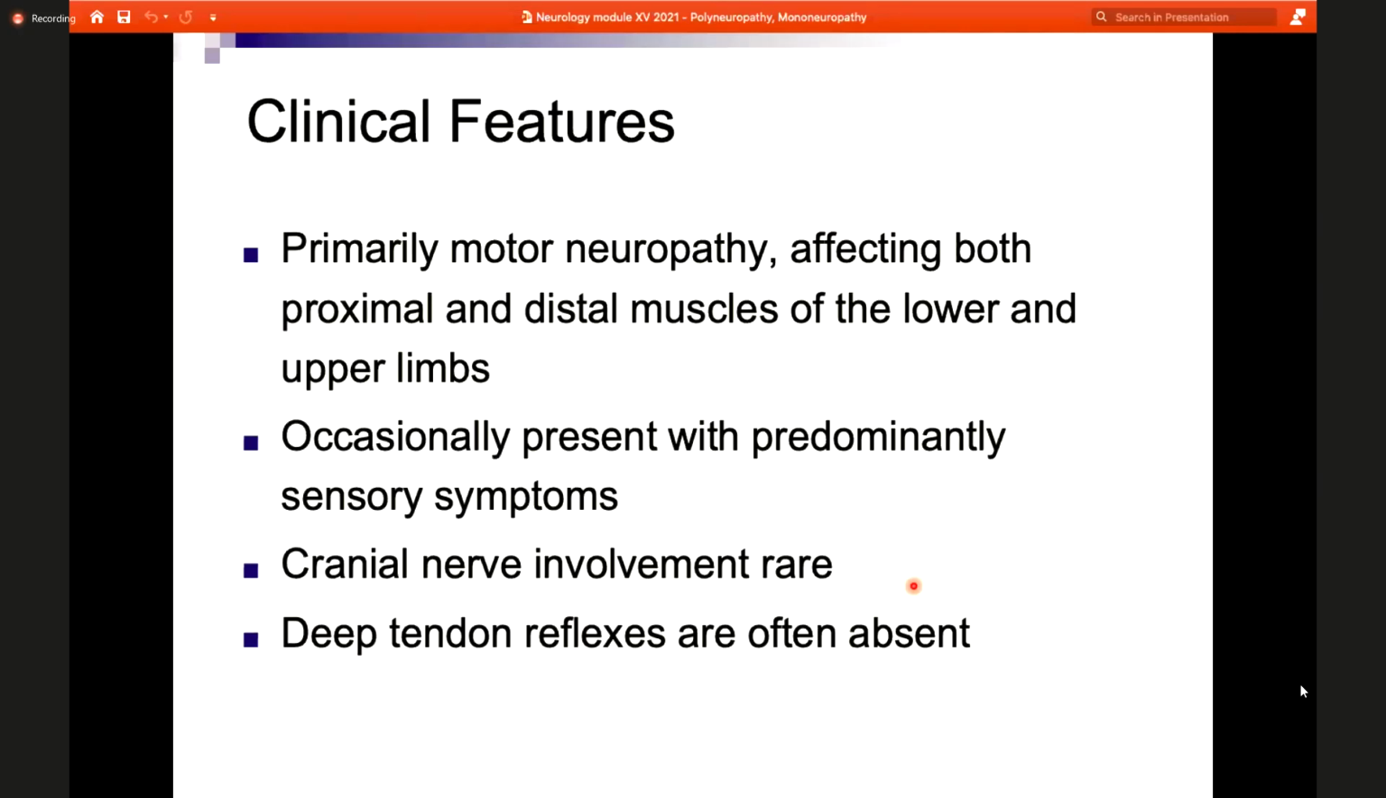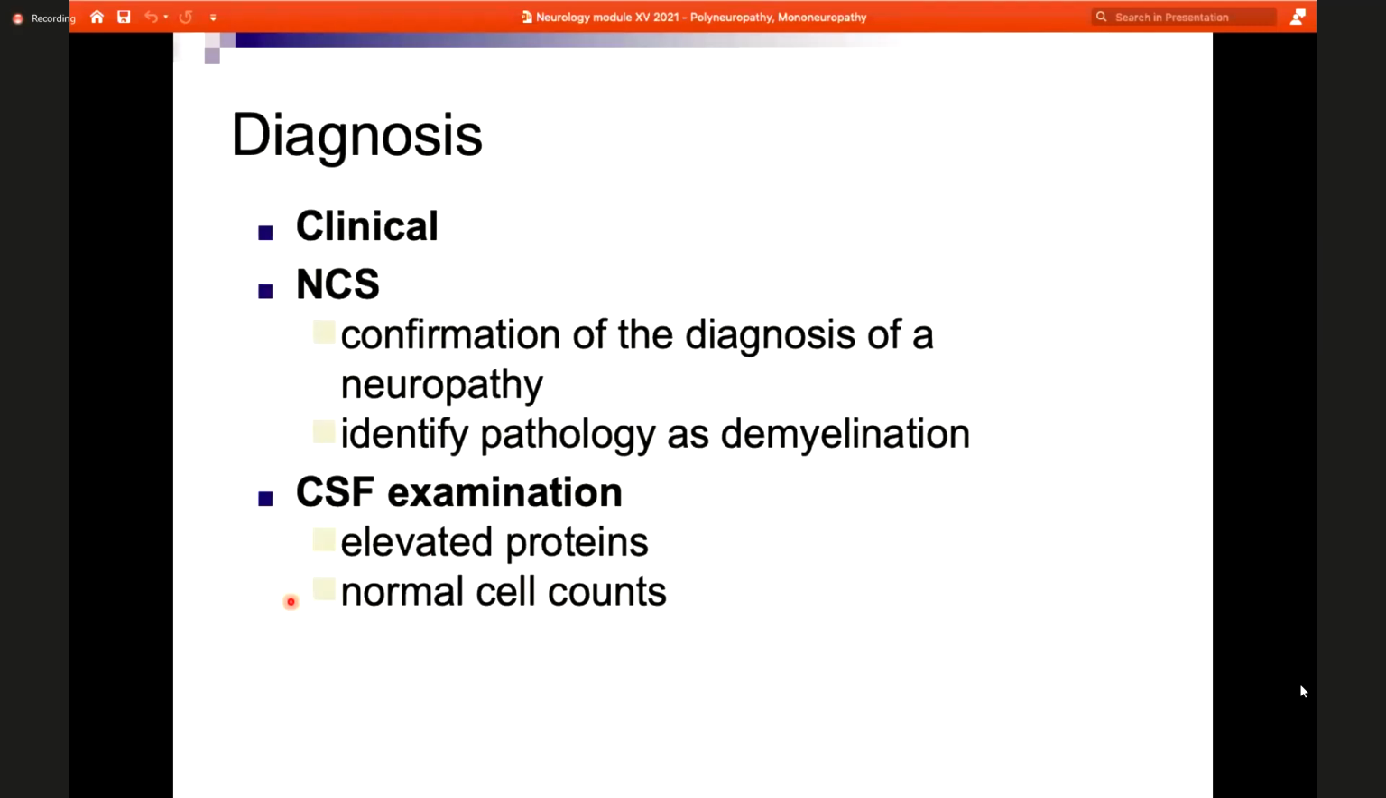So clinically, they will have predominant motor symptoms. They can have proximal and distal weakness, and the sensory symptoms can be variable. Very often they are not very prominent. They can be distal, proximal, anywhere. And cranial nerve involvement is very uncommon, and the reflexes will be absent.